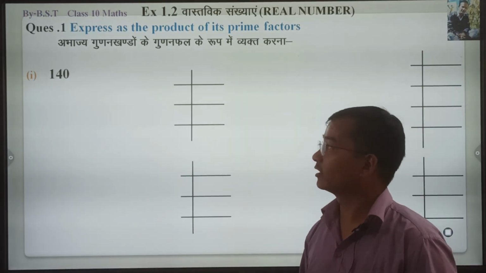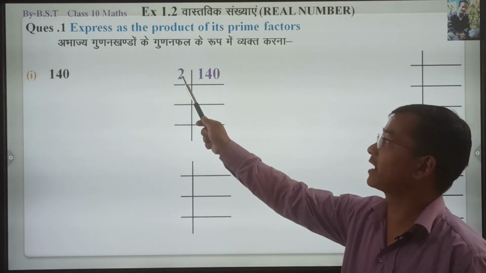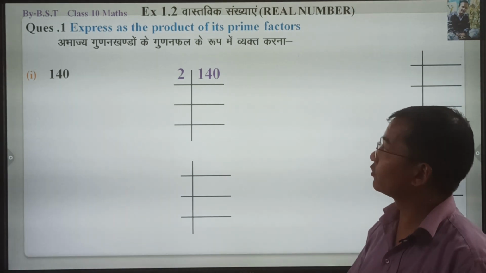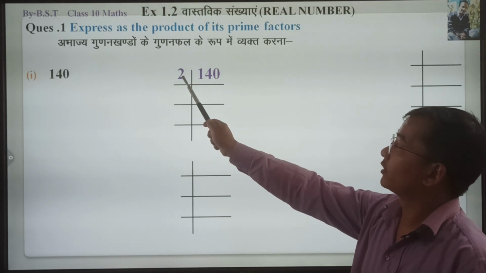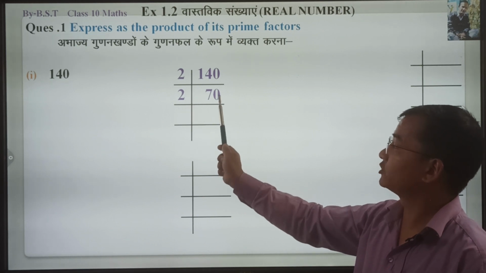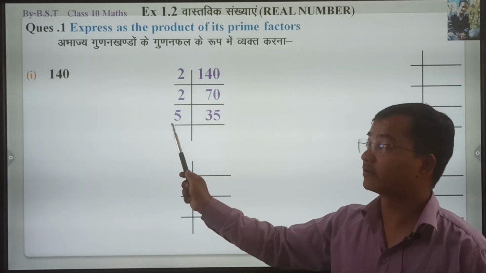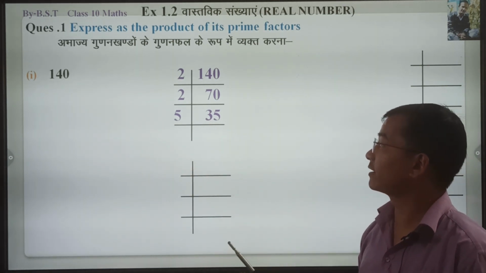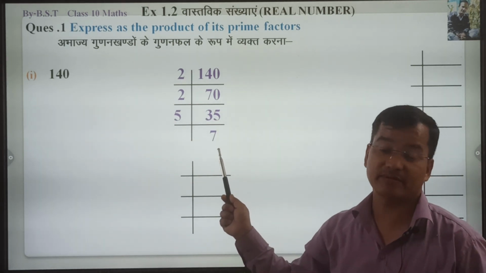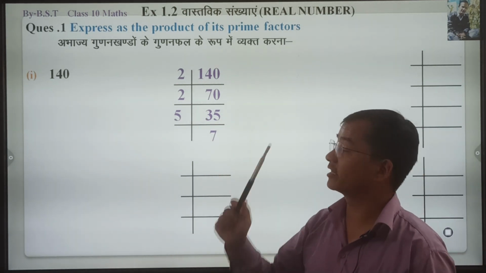Okay, now for 140 we know in the ones place there is 0, so it will be divisible by 2. Because 2 is the smallest prime number, we will take 2. 2 7s are 14 and 0, 70. Again by 2 because there is 0. 2 35s are 70 and this 35 can be divided by 5. 5 7s are 35. All these are prime factors because 7 is also a prime number. So 2 into 2 into 5 into 7 are the prime factors of 140.